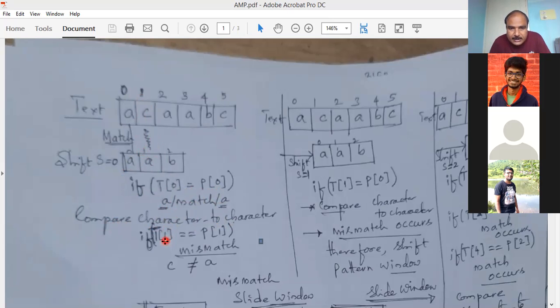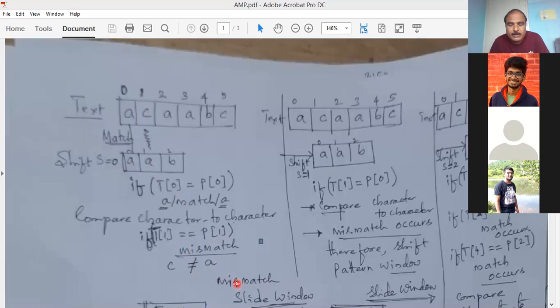When you increment the index of the text, it becomes t of 1, and when you increment the index of the pattern, it becomes 1. So t of 1 is compared to p of 1. When you compare this, t of 1 contains a C and p of 1 contains an A. So there is a mismatch.